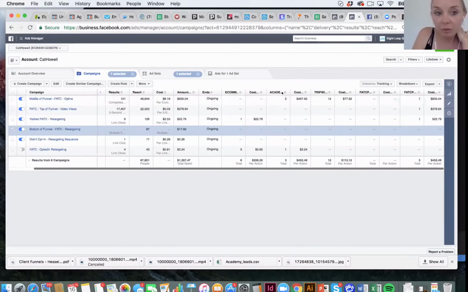We've had 2 people buy the Academy that actually went through this funnel, and that cost us $400, very good ROI for us there. We've had 12 people buy, this is the $7 tripwire, I think. So you'll see just like even these 2 has paid for our ad spend already. And then in terms of the actual FATC purchases, we've had 3 people at a cost of $400.